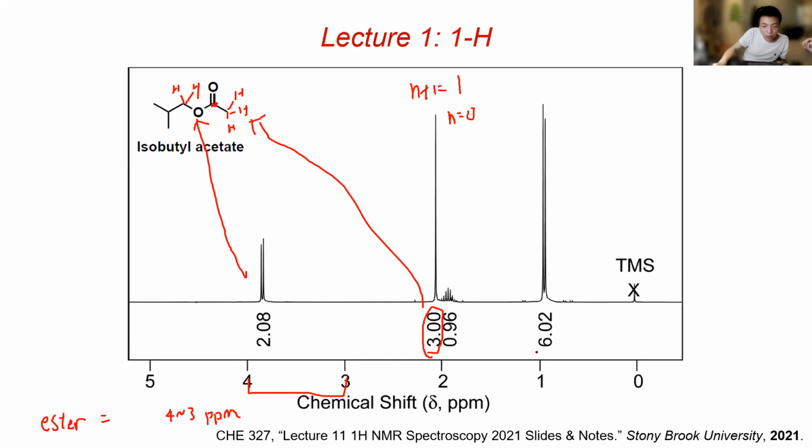And then we also have a 6. Oh, by the way, here's 1. Integration is 1, which means there's only 1 hydrogen, which is this one. And let's see how many neighbor hydrogens it got. N plus 1 is equal to, we have 6, 7, 8. And this is a multiplet, which is pretty iconic for isobutyl.